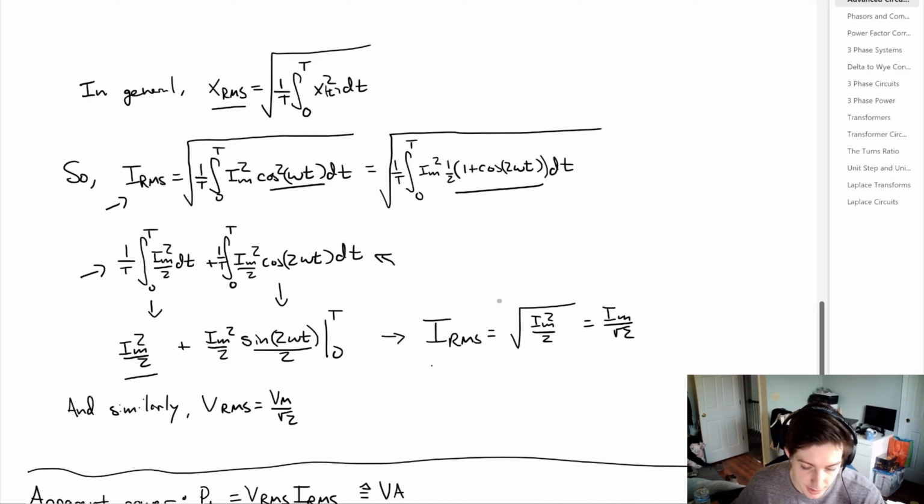So we can say that I RMS is equal to the square root of the magnitude of that current squared divided by 2, and that's equal to the magnitude of the current divided by the square root of 2. Similarly, if we did this for the voltage, we would get the magnitude of the voltage divided by the square root of 2.